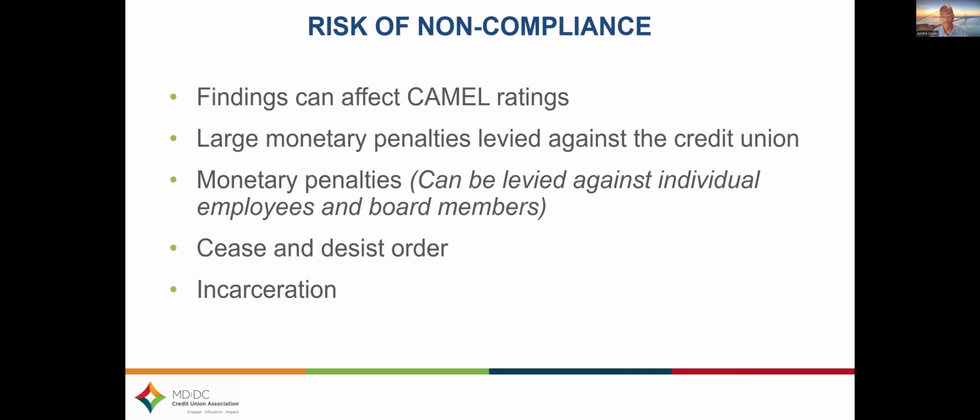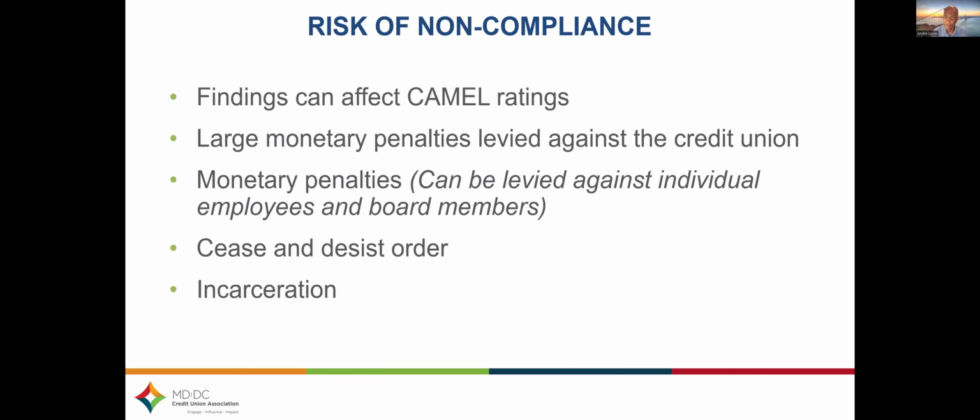For example, one credit union's customer identification program, the CIP program, was not in compliance. Matter of fact, it was in pretty bad shape. So NCUA came in and put a cease and desist order on opening new accounts. Can you imagine how that would affect your credit union? They can continue operating, loans, deposits, withdrawals, no problem, but they could not open any new accounts until they got their program in place.